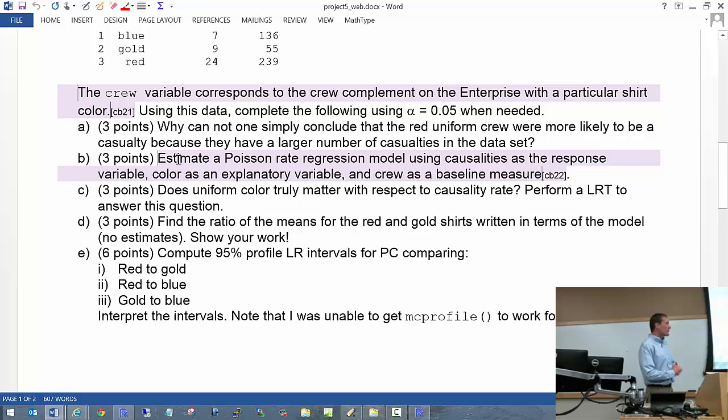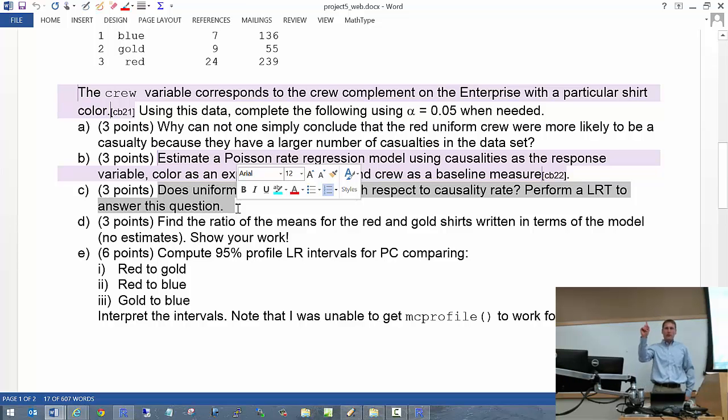So part B says, let's estimate a Poisson rate regression model using casualties as the response variable, color of the shirt as the explanatory variable, and crew as our baseline measure, T. So estimate the model, state the model, of course, and then using one likelihood ratio test, tell me, does uniform color matter? So do the test, state the p-value, and state a formal conclusion.